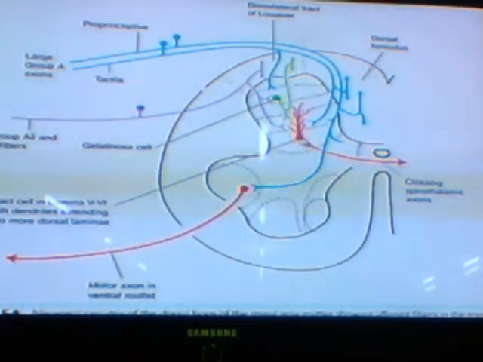So it's going to then cross, this second order neuron is going to cross anterior to this central canal as what? As the ventral white commissure, and then ascend in the spinothalamic tract.